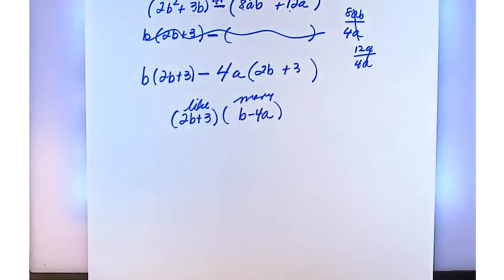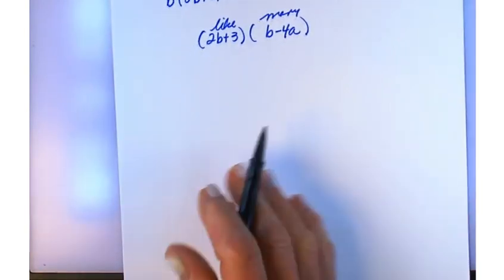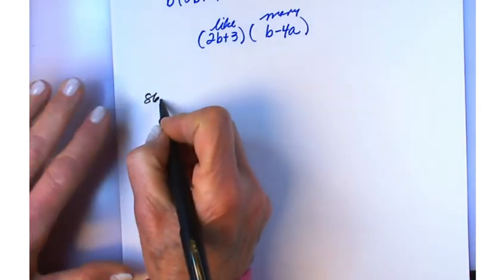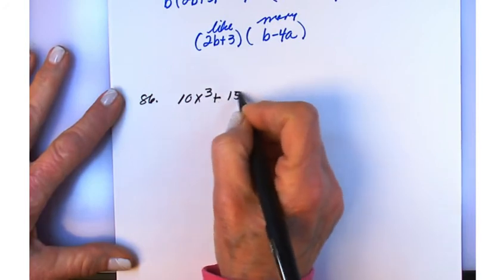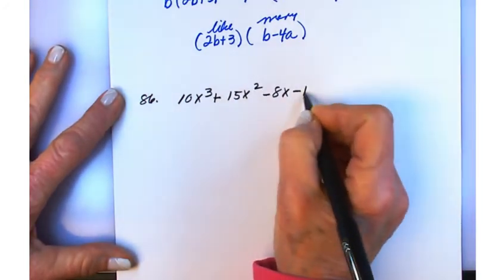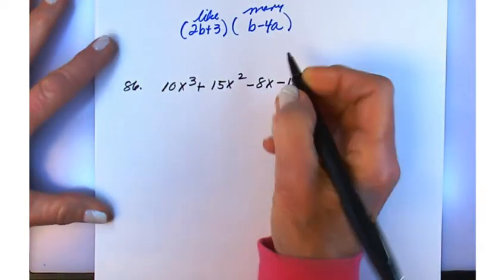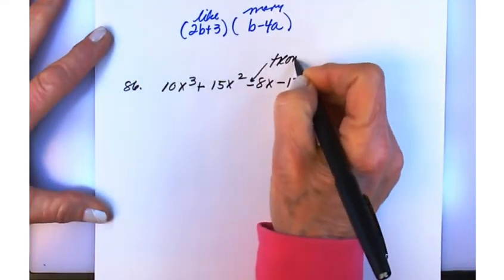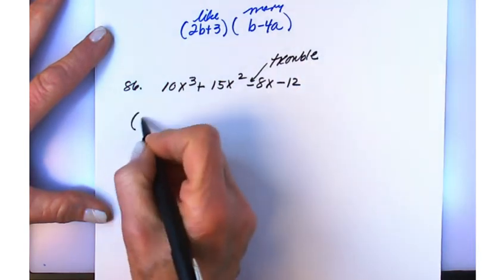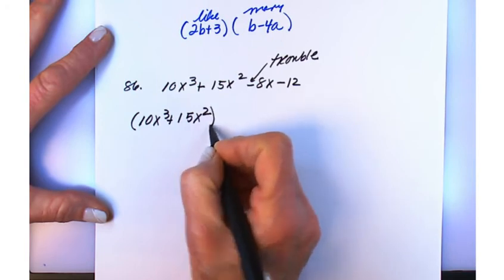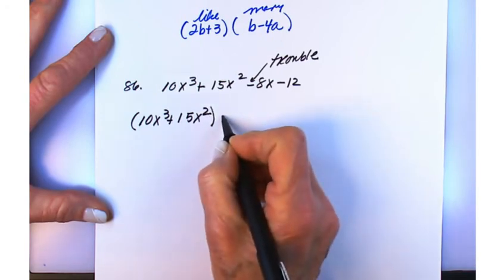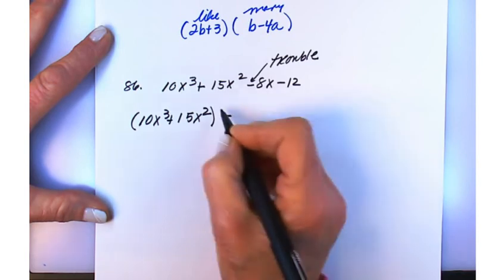Okay? So I gave you 2 examples. That's not probably enough for negative signs. I need one more. Let's look at 86. 10x cubed plus 15x squared minus 8x minus 12. So this tells me trouble. I'm going to have 10x cubed plus 15x squared. I'm going to factor out the minus sign. Remember, that means opposite.